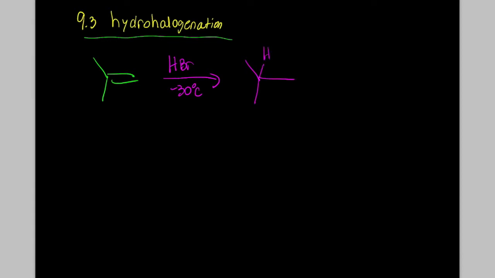We could have H coming onto the left carbon, bromine coming onto the right carbon, or we could have hydrogen going on the right carbon and bromine going on the left carbon. These are called constitutional isomers. And if one of these products is major and one product is minor, we say that the reaction is regioselective. In other words, in which region does the bromine snap on?